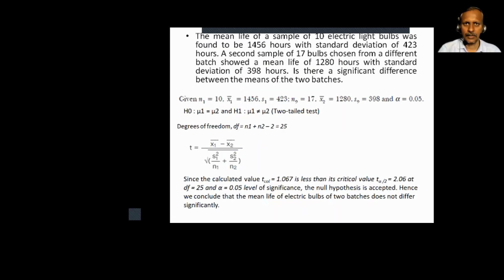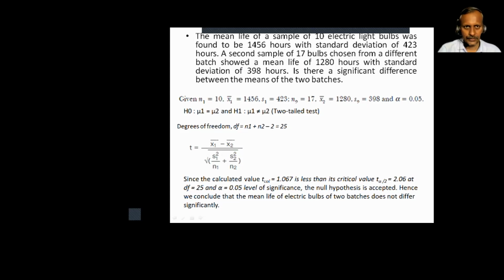The mean life of a sample of 10 electric light bulbs was found to be 1456 hours with a standard deviation of 423 hours. The second sample is of 17 bulbs chosen from a different batch, which showed a mean of 1280 hours and a standard deviation of 398 hours. Is there a significant difference between the means of the two batches?